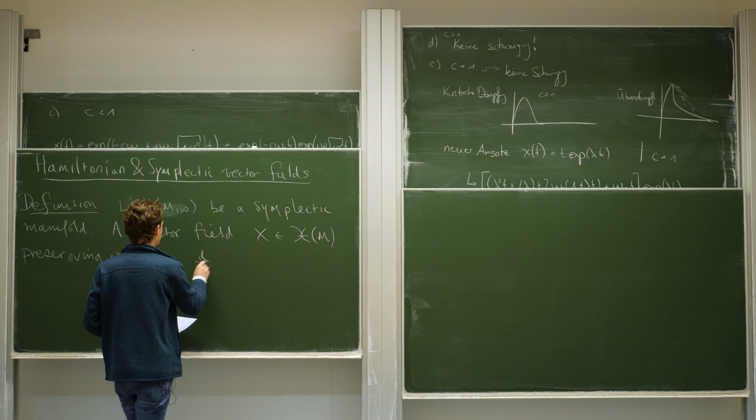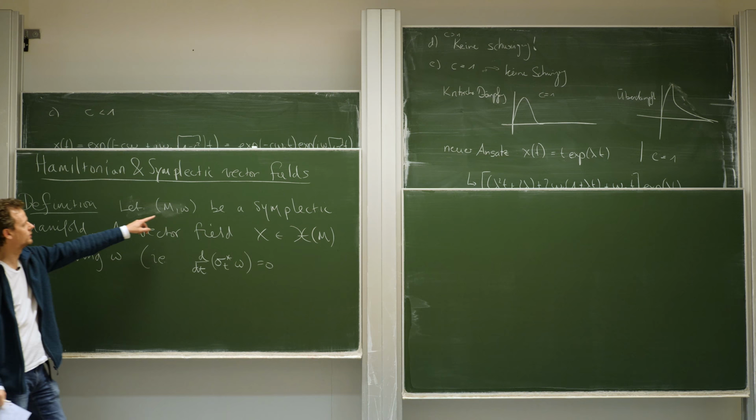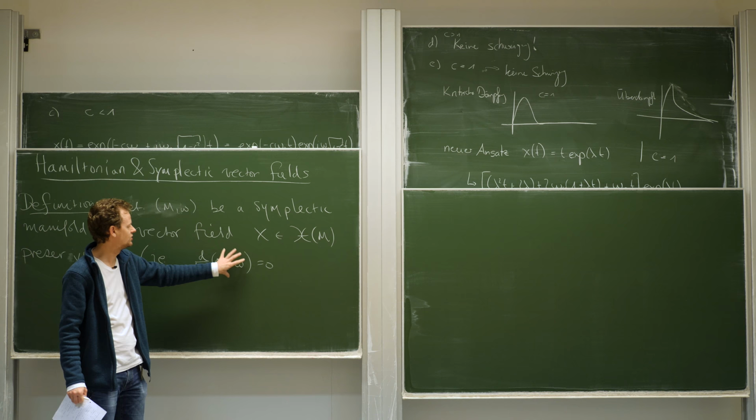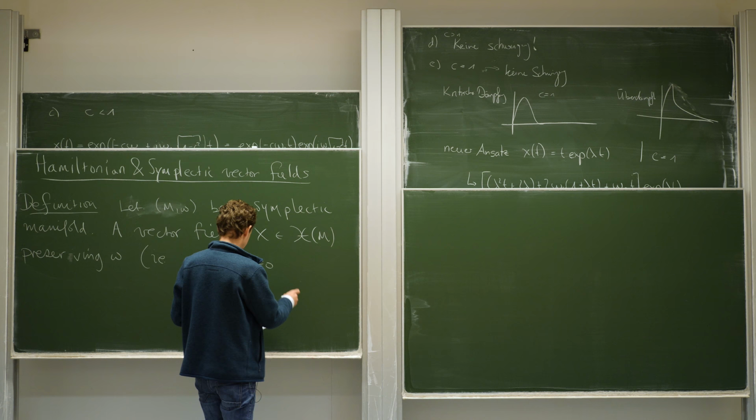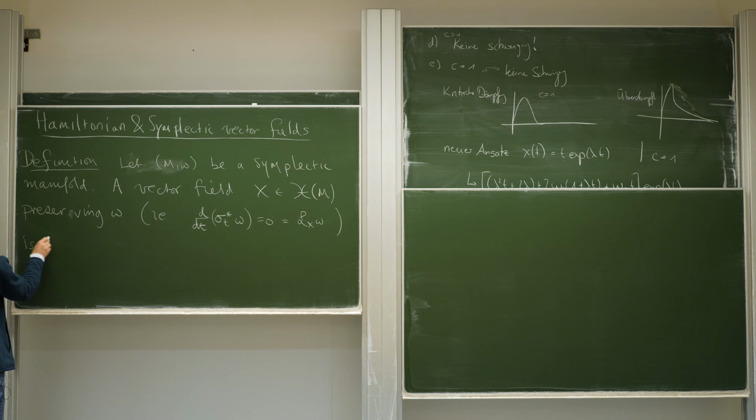So if you take the flow and pull back the symplectic form omega, and that doesn't change, so it's preserved by this flow. Of course, we have another expression for that quantity using the Lie derivative. Such a vector field, this is a special kind of vector field, not every vector field does this, is called a symplectic vector field.